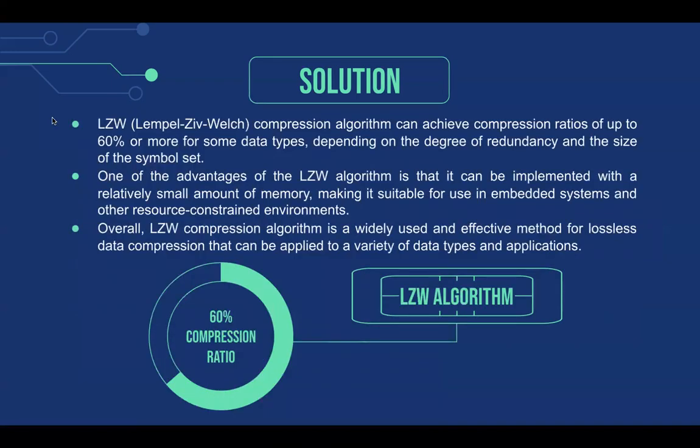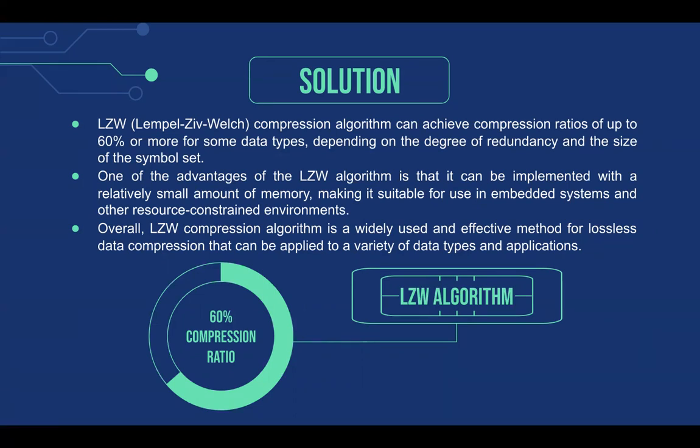One of the key benefits of LZW compression is that it can achieve compression ratios of up to 60% or more for certain data types, depending upon the degree of redundancy and the size of the symbol set. This means that we can significantly reduce the size of our file without losing any data, and also make it easier and faster to transfer or store them.